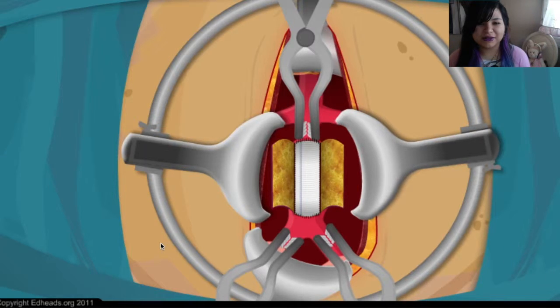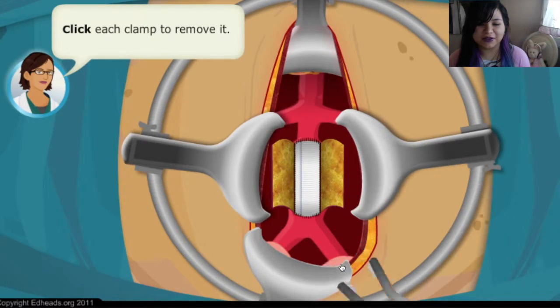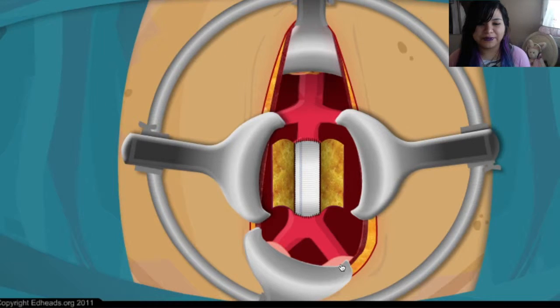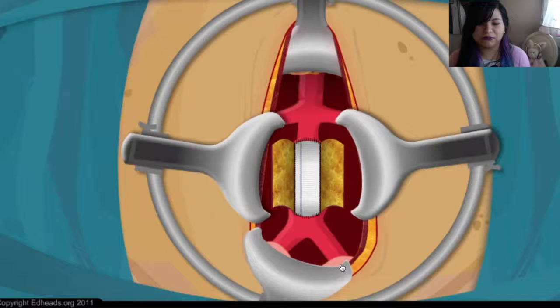Remove the clamps above and below the aneurysm, and let's see if there's any bleeding around or in between the sutures. So they're like pipes. Let's open this one, and then this one, and then this one. So let's take a look. There's no bleeding.